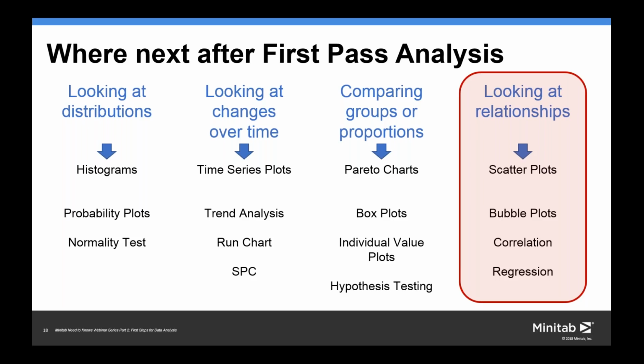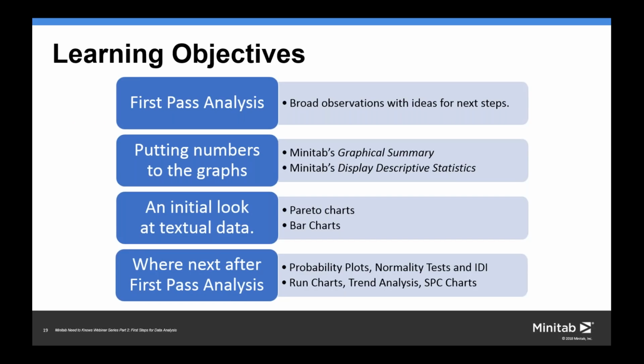So that was a brief discussion on where next after first pass analysis. And that's what I have to show you in Minitab today. Again, we've covered 4 areas. First pass analysis, putting some numbers to the graphs with graphical summaries and display descriptive statistics, and then how to take an initial look at textual data with Pareto charts and bar charts and pie charts. And then finally, we've just spent a very brief amount of time thinking about where next after the basics and when would you bring in some more complex techniques. So I hope there were some useful ideas and reminders in there for you.